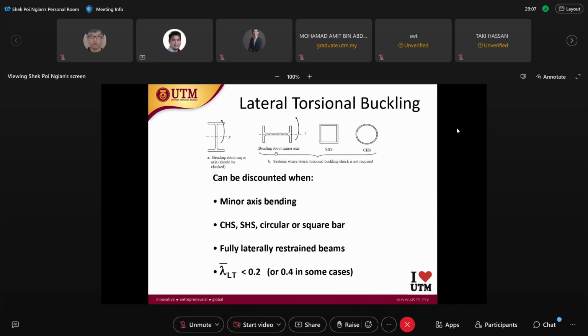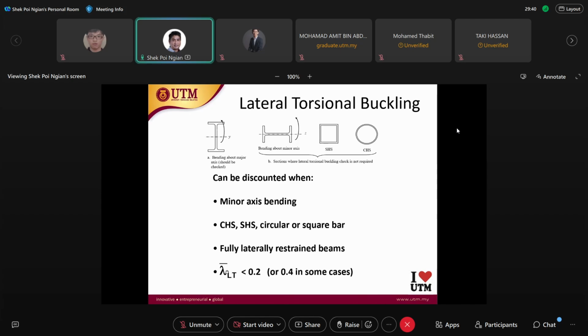One more case is fully restrained beam. Of course, like chapter 3, we restrain the top flange. Then you don't have to check for lateral torsional buckling. And last, when you find that lambda LT bar is less than 0.2, or 0.4 in some cases, then you don't have to check for lateral torsional buckling.